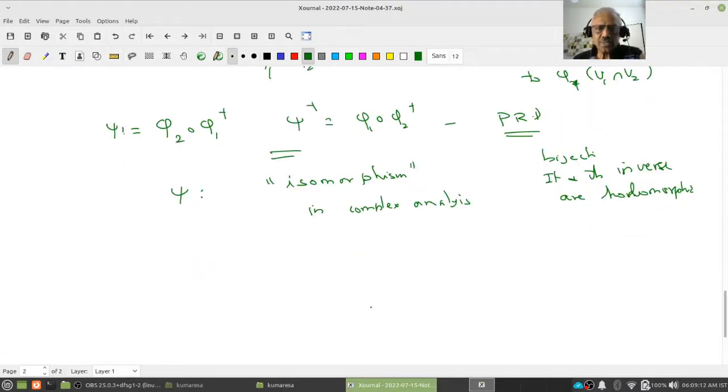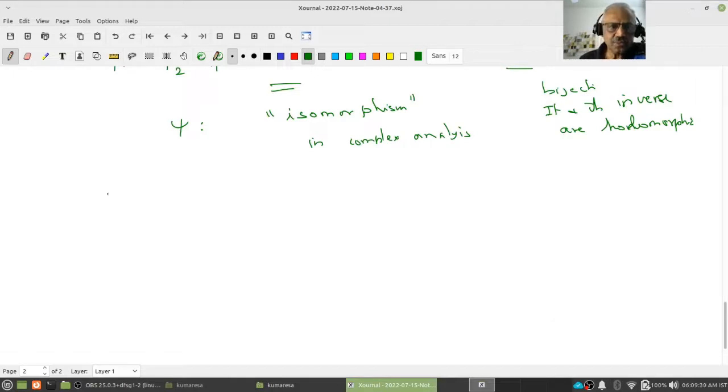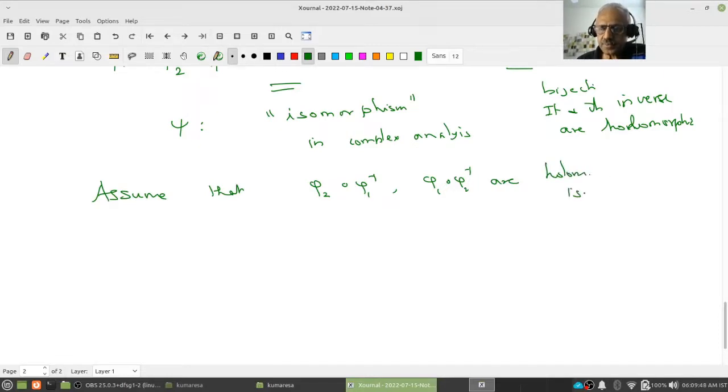So when do I say two open sets in the complex plane are isomorphic? If there exists a bijective map between them such that the map is holomorphic each way. Is that clear? Suppose we assume this happens: phi 2 composite phi 1 inverse and phi 1 composite phi 2 inverse are holomorphic, that is, isomorphisms. Then our concept of differentiability is well defined.